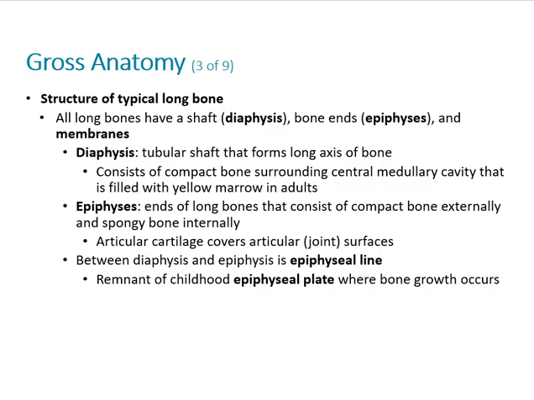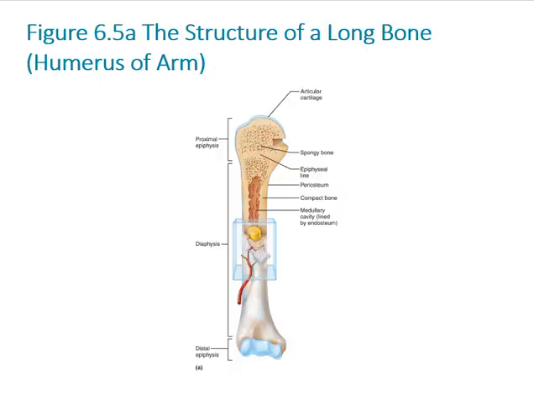Now, keep in mind there's other structures to talk about when we look at the structure of a typical long bone. For example, there's a space between the bone shaft, the diaphysis, and the epiphyses, the expanded end, called the epiphyseal line. Now, an epiphyseal line is a remnant. It's something left over from childhood. In childhood, you have an epiphyseal plate, and that's where bone growth occurs and continues until that epiphyseal plate turns into an epiphyseal line and bone growth stops.